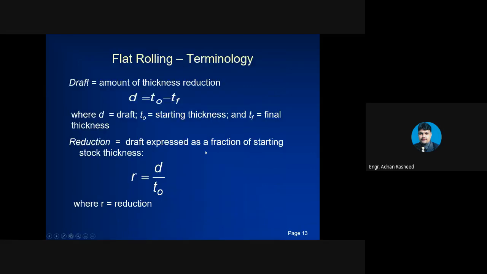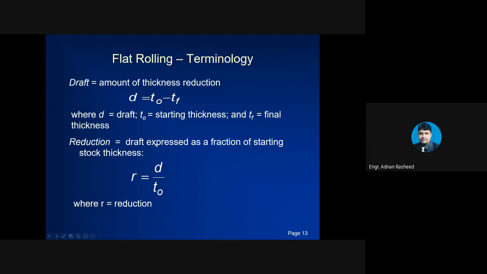After rolling, the drop is defined as the amount of thickness reduction, that is, how much the thickness is reduced, and it is represented by D, which is equal to T naught minus TF. T naught is the original thickness and TF is the final thickness. So whatever value you get will be the drop, meaning this much thickness has been reduced.